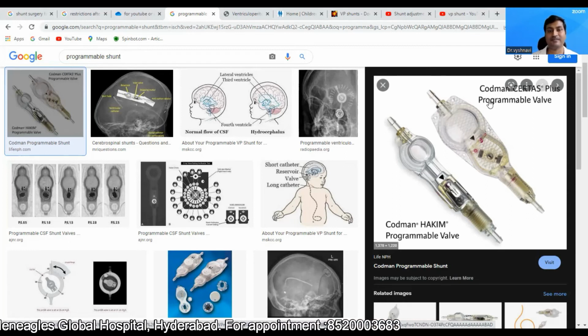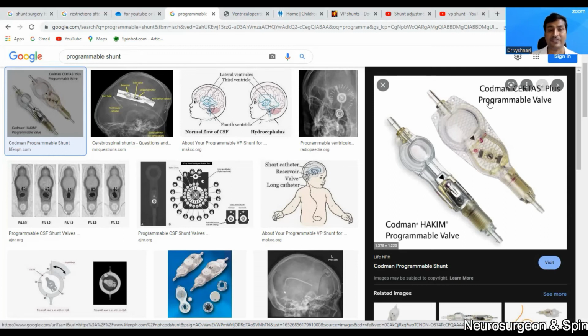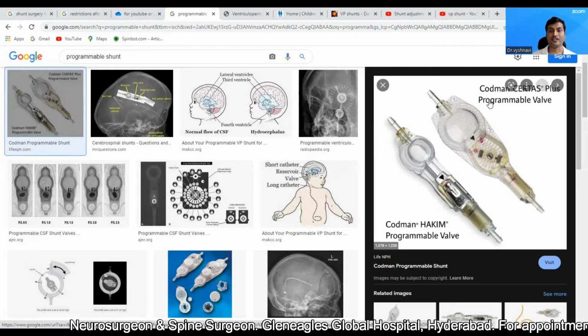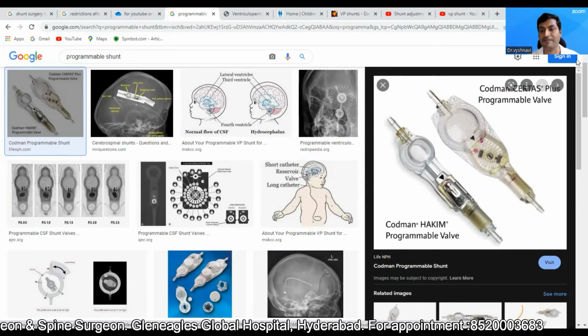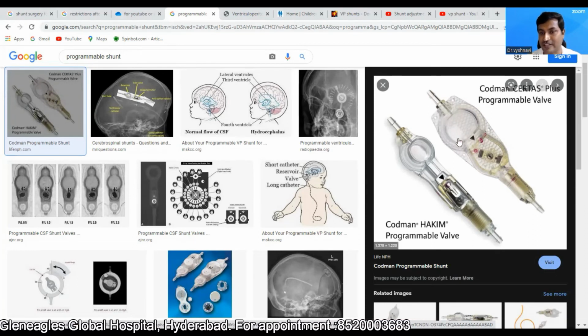So what happens? If you put a fixed pressure shunt in these patients, if the shunt overdrains or underdrains, you will have to revise the shunt. You will have to redo the shunt. You'll have to place the shunt with a higher pressure or a lower pressure. To circumvent this, we have a programmable shunt. What is a programmable shunt?